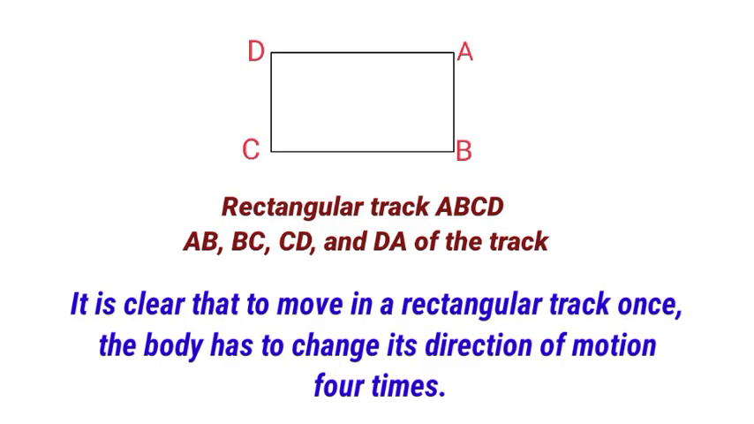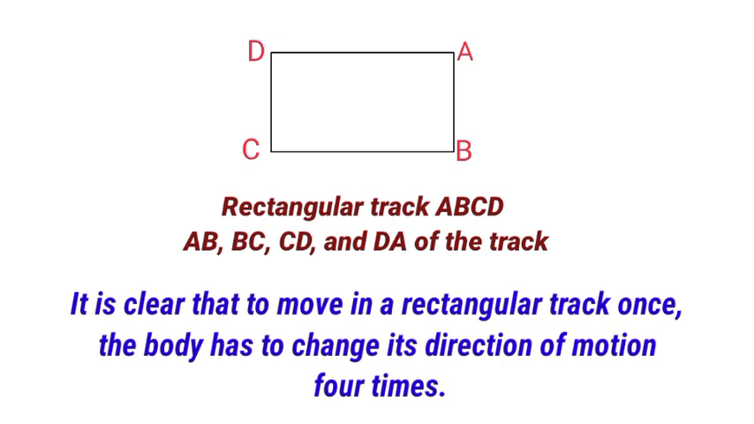Let us consider an example of the motion of a body along a closed path. Here is the path of a body along a rectangular track ABCD. Let us assume that the body runs at a uniform speed on a straight path, that is AB, then BC, CD and DA of the track. You can observe that here the body quickly changes its direction at the corners.